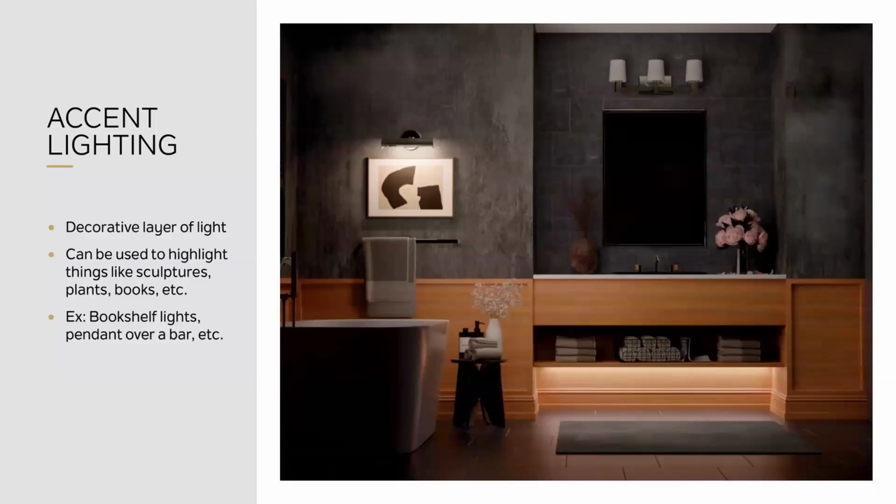Now we go on to accent. With accent lighting, this is where things really become fun. This is really the decorative layer of the light. This is where you get to show off some of your favorite things and make a design statement. It can be used to complement a room, furnishings and things like sculptures, maybe plants, maybe books, even a beautiful piece of artwork as you see on your screen. This is all part of the accent lighting.